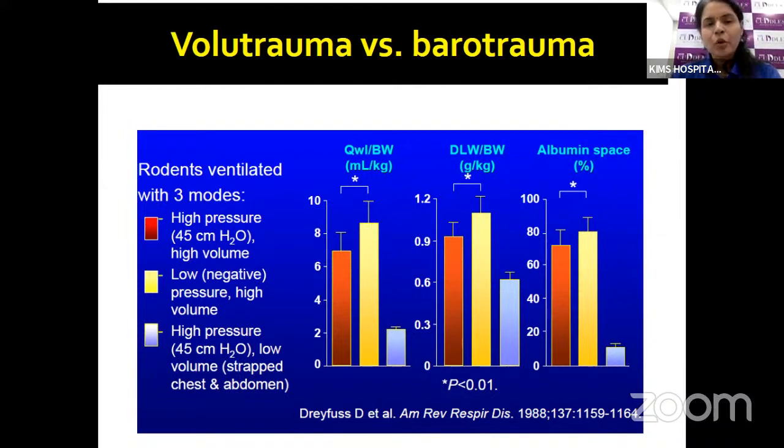Now, you might wonder, what is the difference in achieving a constant tidal volume versus achieving the constant peak inflation pressure? The understanding that volutrauma is possibly much more hazardous than barotrauma came quite early with a very classical study published by Dreyfus and colleagues in 1988, where they compared 3 groups of rodents who were ventilated. In the first group, indicated by the dark orange or red bars, the rodents were ventilated with high peak pressures of 45 centimeters of water and correspondingly high tidal volumes also. So they were exposed to both barotrauma and volutrauma.